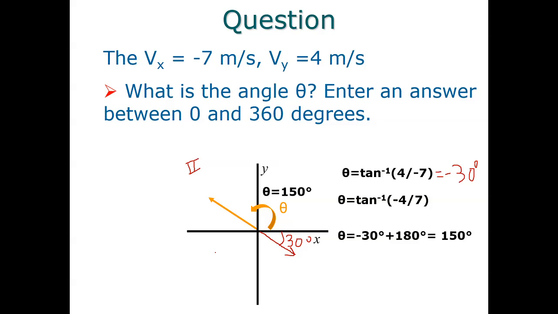So the best way of doing this is to remember the values of the quadrants. In quadrant 1, the y value is positive and the x value is positive. In quadrant 2, the y value is positive and the x value is negative. In quadrant 3, the y value is negative and the x value is negative, and in quadrant 4, our y value is negative and our x value is positive.